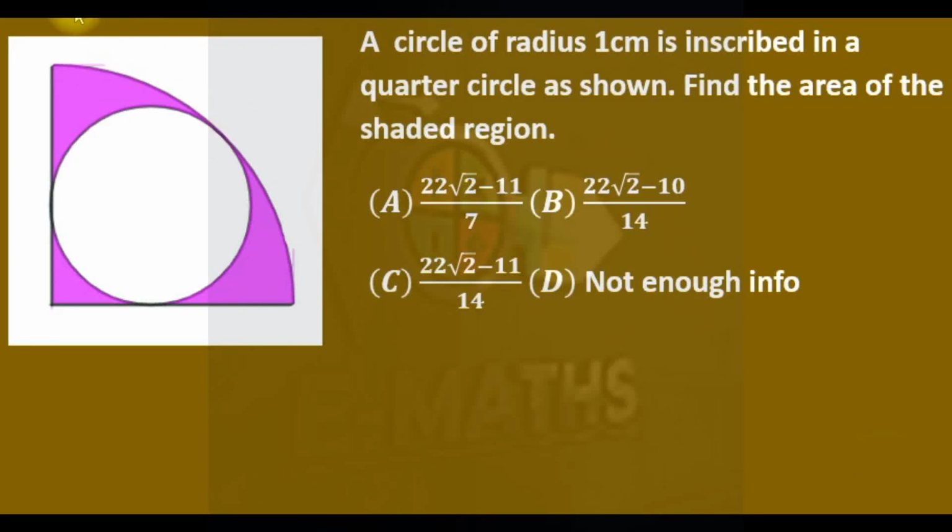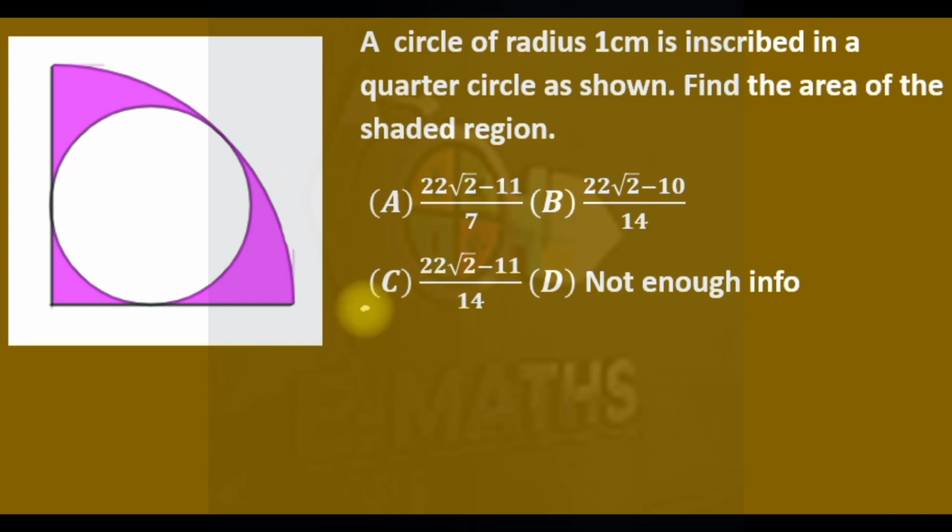Okay, they said a circle of radius 1 cm is inscribed in a quarter circle as shown. Find the area of the shaded region. Okay, you know the area of the shaded region will be the area of the quarter circle minus that of this small circle.